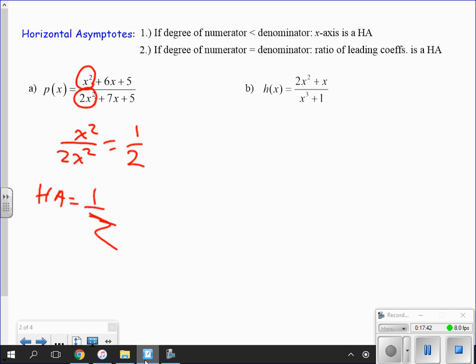Now, let's do the other one. I don't have the same situation. My numerator degree is smaller than my denominator degree, but let's go ahead for smarts and giggles and look at our end behavior model. I have 2x squared over x cubed. Now this one I reduced and I got 1/2. This one, if I reduce, I get 2 over x.